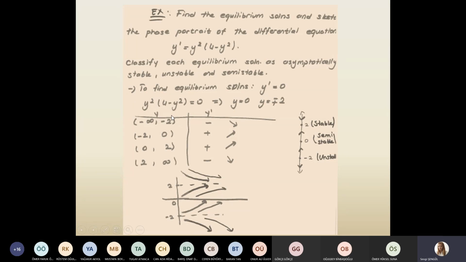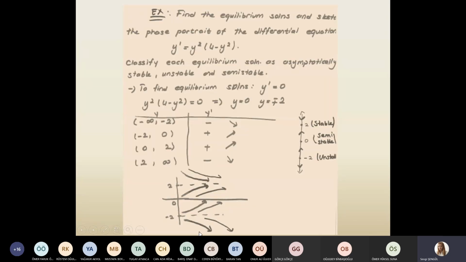And now you need to divide the region into 4 pieces: from negative infinity to -2, -2 to 0, 0 to 2, and 2 to infinity, because you have 3 equilibriums: 0, -2, 2. Now for the region from negative infinity to -2, choose -3 and plug it into the right-hand side. This is positive, this is negative, so it will be negative, which means that in this region the solution curves will be decreasing.